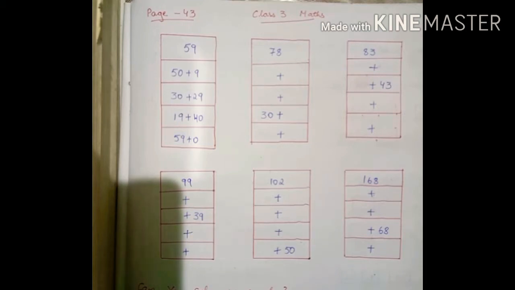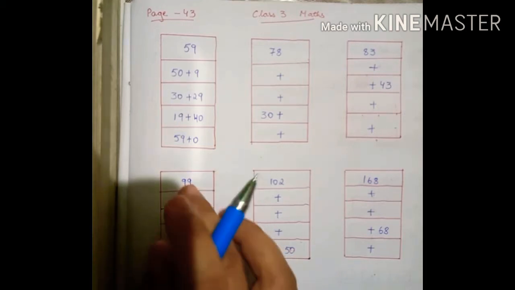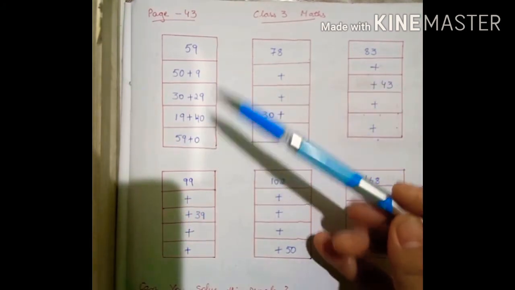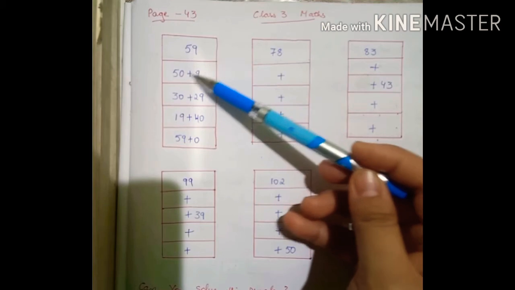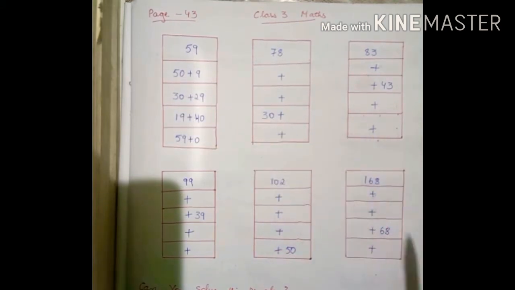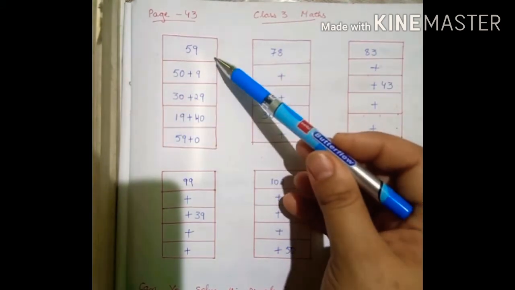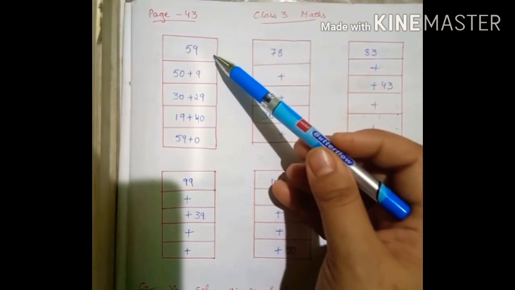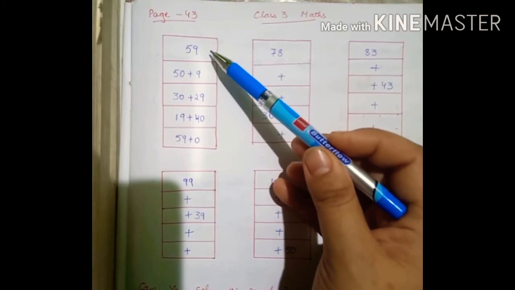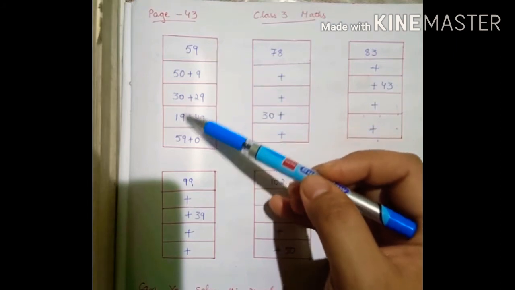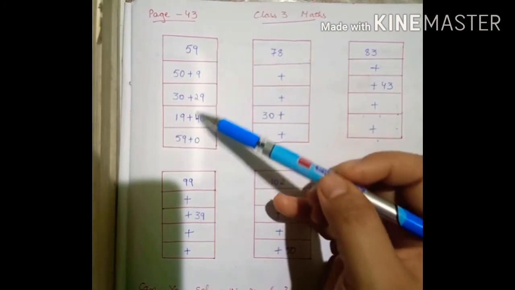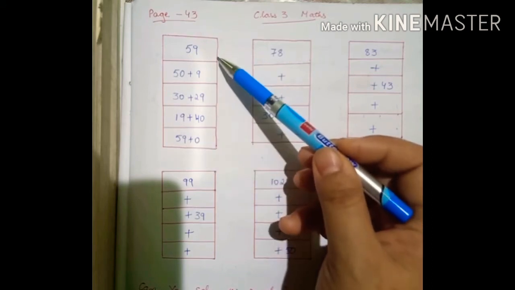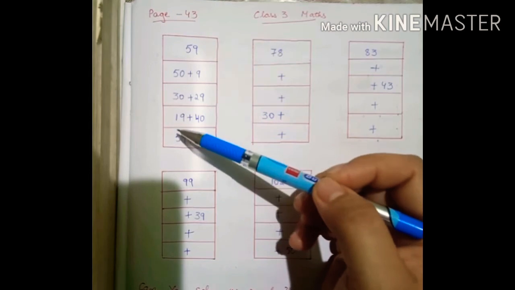What you have to do in this question is solve this 59 in various ways. First, you have to see the number in the first box. For all the other questions also, see the number in the first box and then solve it this way. When you solve it, all these sums should be 59. See, one has been solved in your textbook.